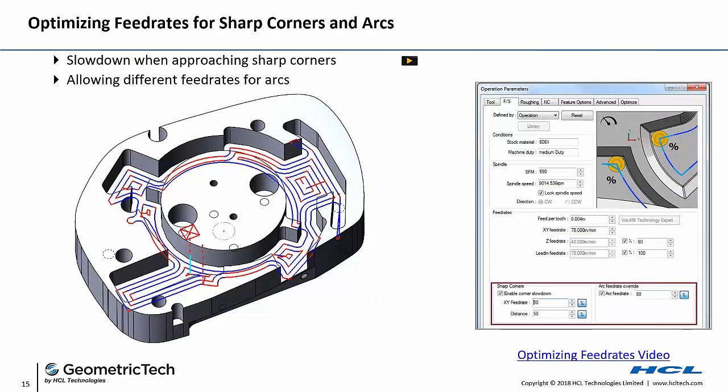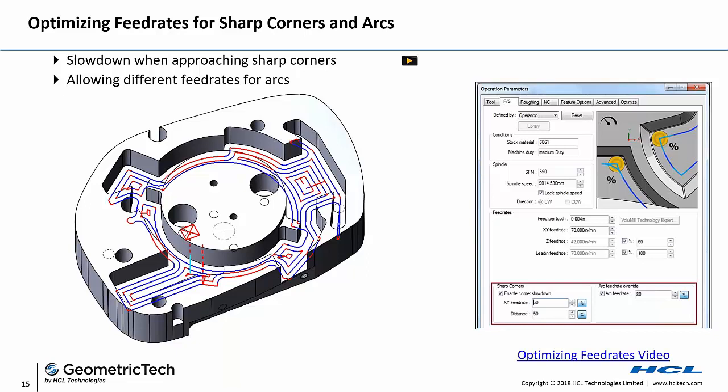Here's another very important one. We've been asked about this. It was optimizing feed rates for sharp corners. A lot of programmers, most programmers, I think, know the issues when it comes to sharp corners and what that can cause, both internal and external sharp corners. So what we've added here is the ability to control those sharp corners and define how you want them to be handled. You can see this is on the feed and speed tab now.